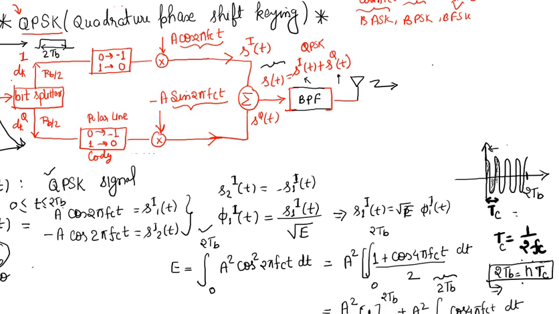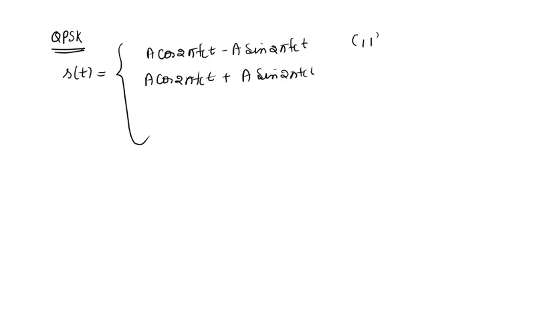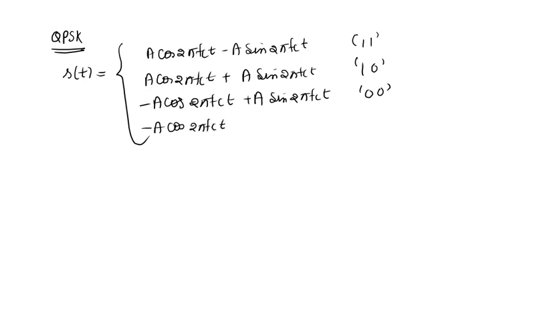So what was the QPSK S(t)? If you go to the very basic starting, it can be a cos 2 pi fc t minus a sin 2 pi fc t. If we transmit 1 comma 1, then a cos 2 pi fc t plus a sin 2 pi fc t. If we transmit 1 comma 0, minus a cos 2 pi fc t plus a sin 2 pi fc t. If we transmit 0 0, and minus a cos 2 pi fc t minus a sin 2 pi fc t, if we transmit 0 1.